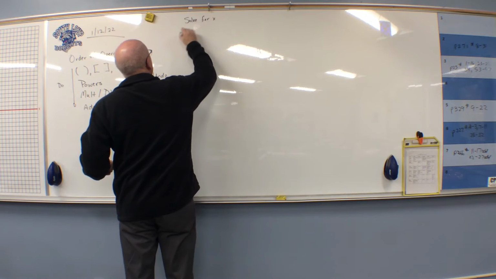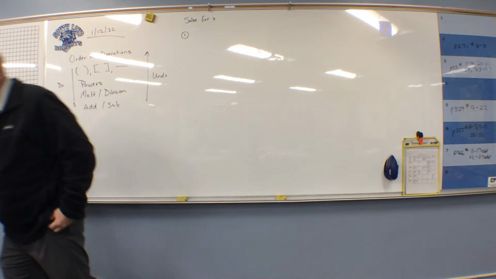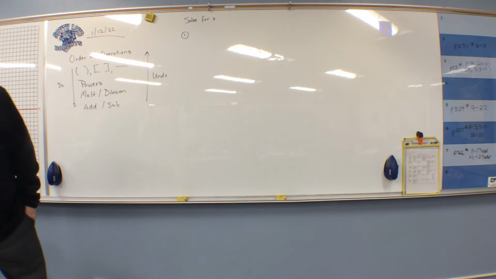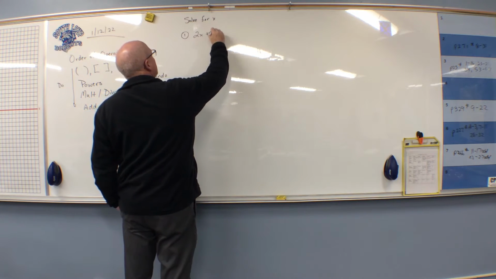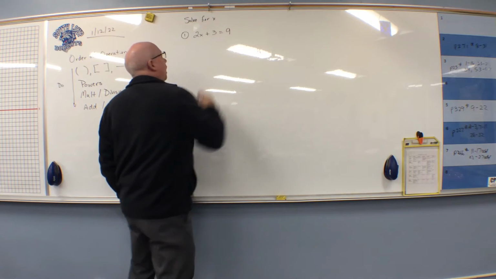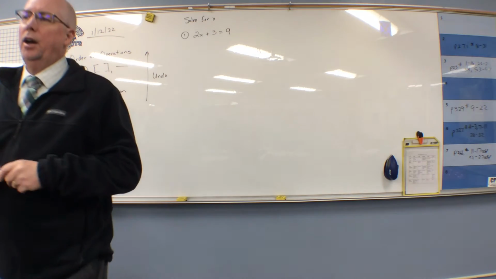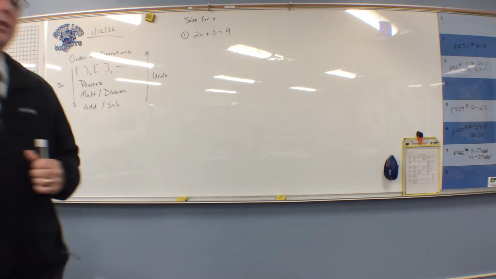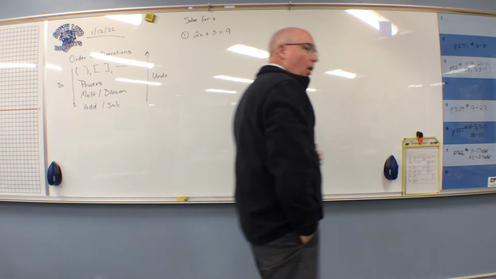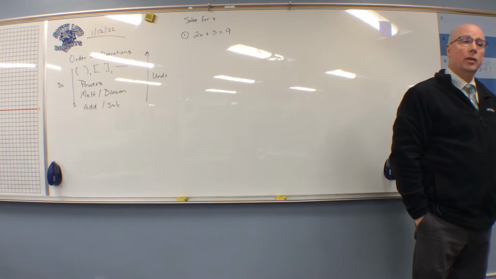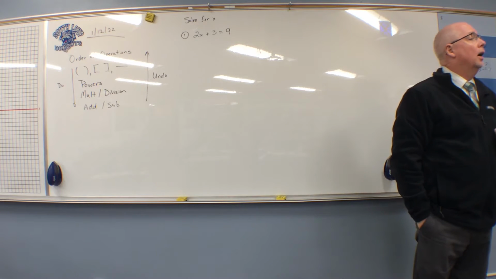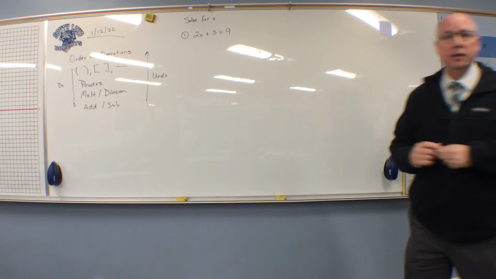Solve for x. Here is a two-step equation: 2x + 3 = 9. What is the question that I always ask you when we do an equation? There's one before that. What operation is being applied to the variable?